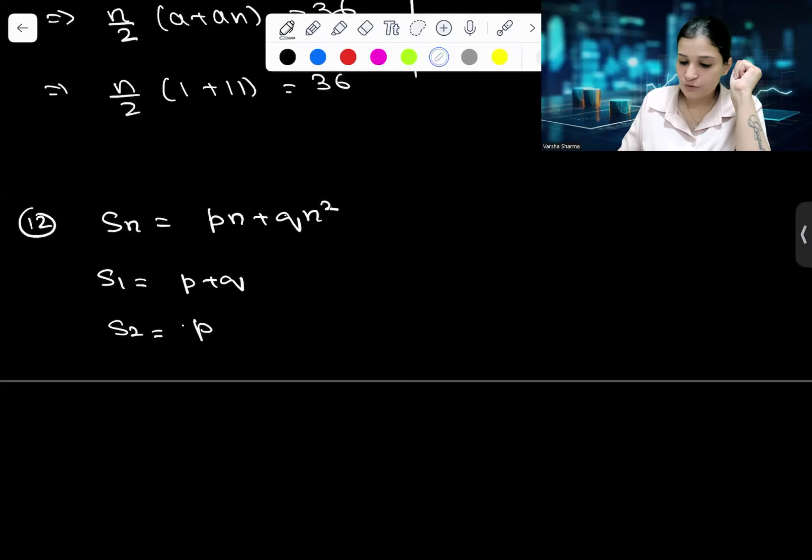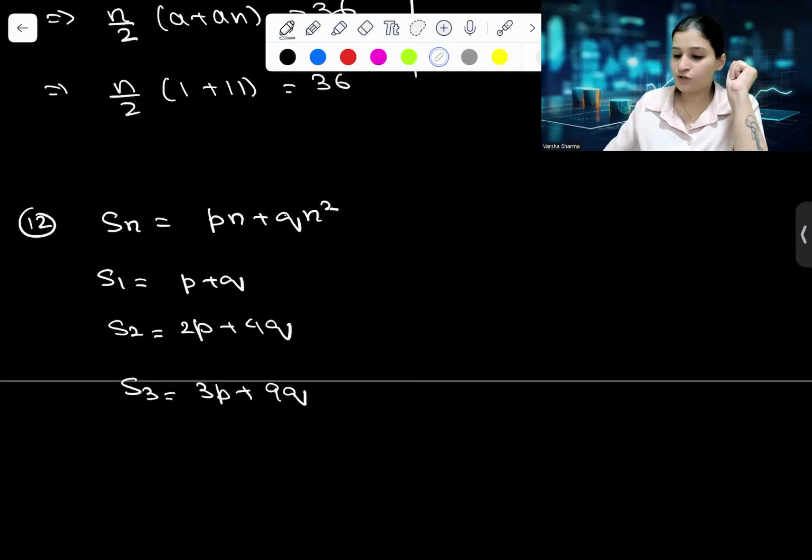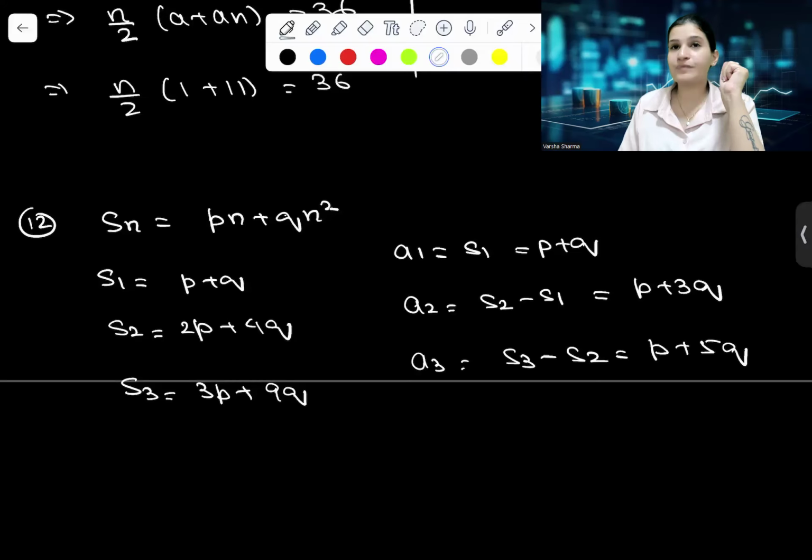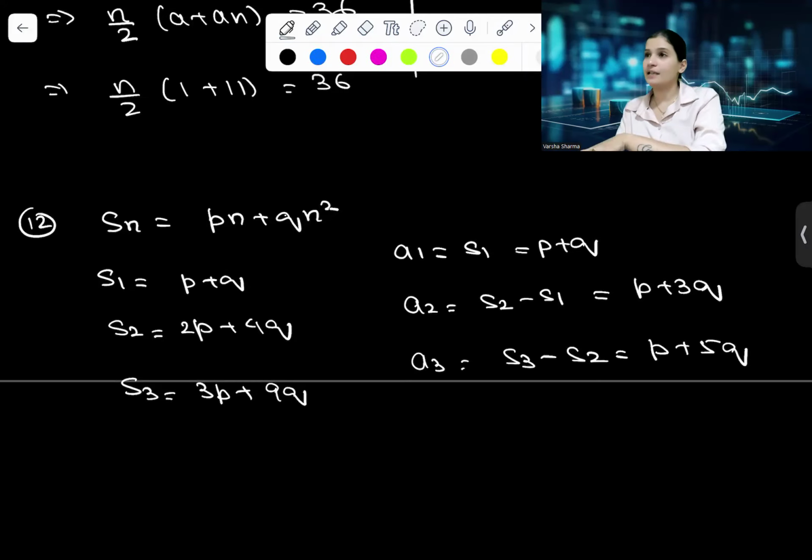S2 is 2P plus 4Q. S3, n equal to 3, is 3P plus 9Q. So automatically the first term is the same as S1, so P plus Q. Second term is S2 minus S1, so P plus 3Q. A3 is S3 minus S2, so P plus 5Q. So I have the first three terms now.